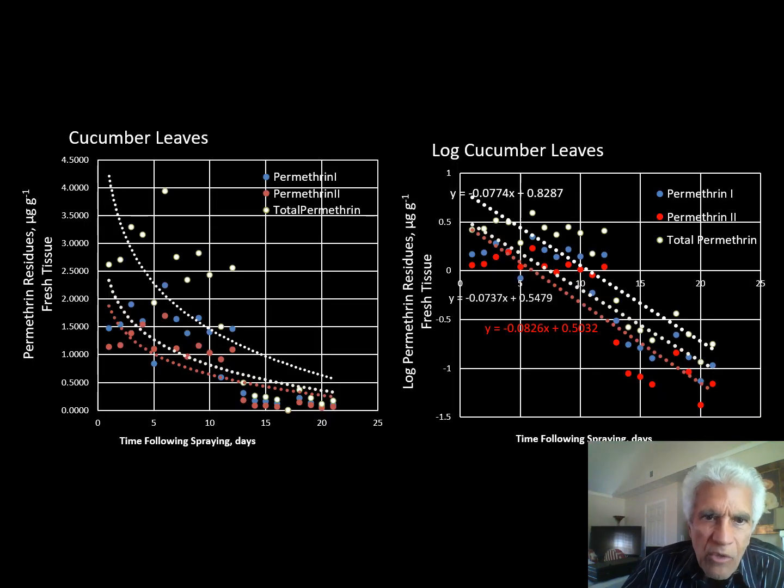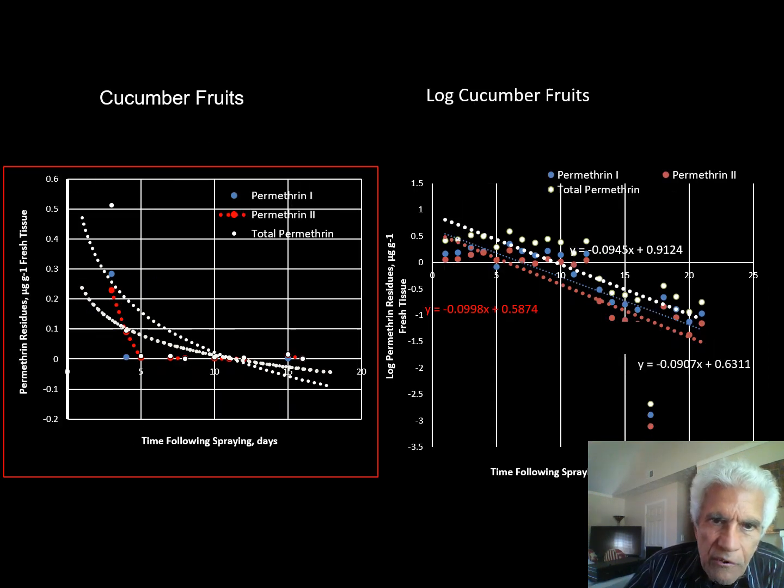standardization. For cucumber leaves, as you can see, permethrin 1 residues on the leaves are higher than on the fruits. You can also see that on cucumber fruits, permethrin 1 was higher compared to permethrin 2, or in other words, the cis was higher than the trans isomer.